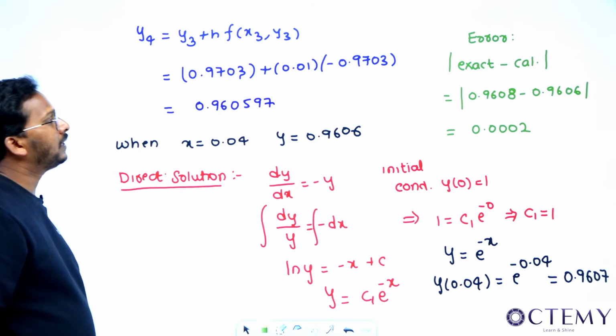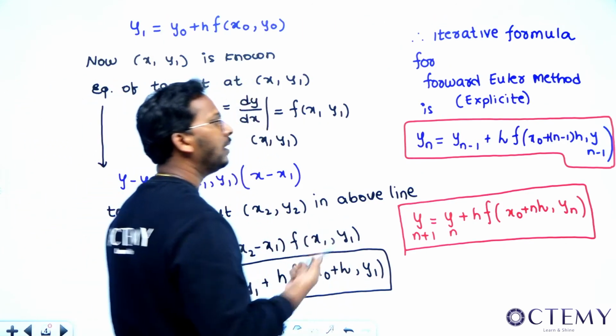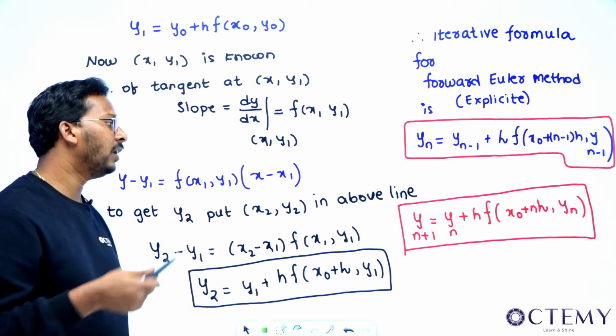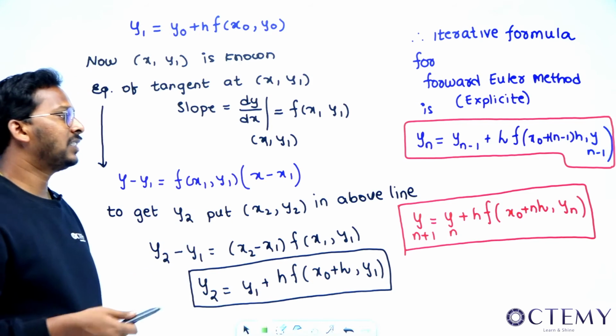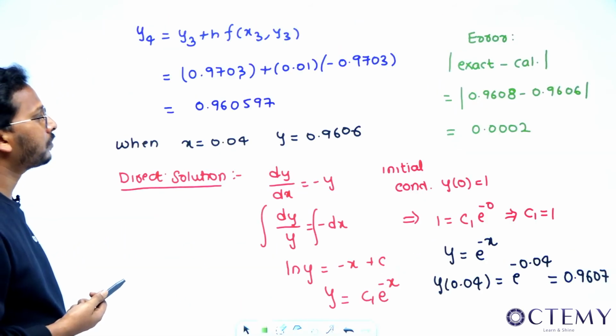So very simple method this is. You have to just remember this. yn plus 1 is equal to yn plus h into f of xn, yn. This is how you solve a problem based on this.